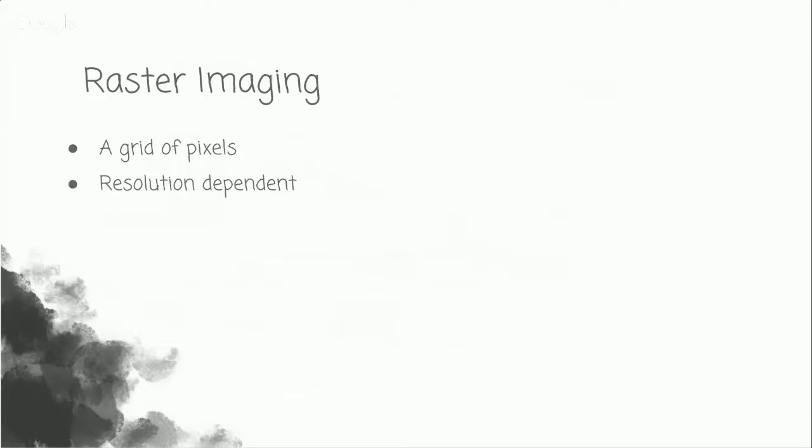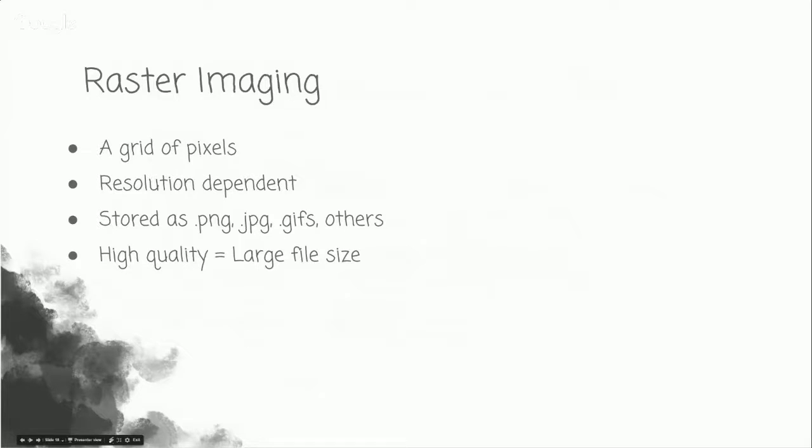If you resize it smaller, that data is going to be lost. If you resize it larger, you're going to have to create new data, and this will result in the image becoming fuzzy. So it's very dependent on that initial resolution in which it was created. And then it's stored as a PNG, a JPEG, a GIF, many others. If you've browsed the internet, you've seen thousands of raster images. They're your typical picture. And this means that if you want it to be high quality, it generally has to be a very large file size.